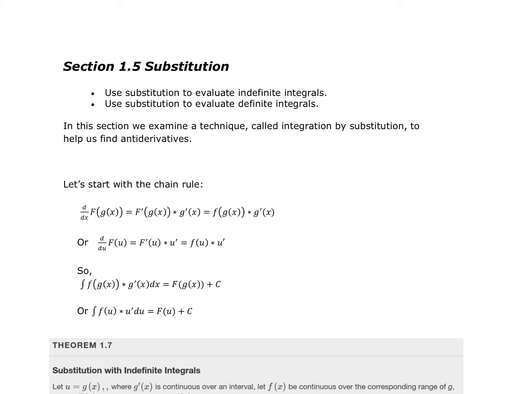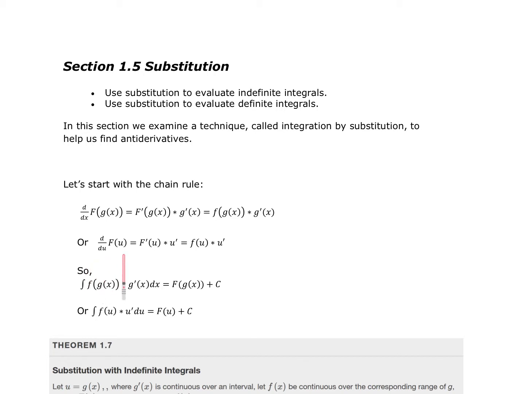We're going to do a little refresher of the chain rule. If you remember when we learned derivatives, where capital F is the antiderivative of f and the inner function is g of x, the derivative of F of g of x is the derivative of the outer function multiplied by the derivative of the inner function. One of the ways that you may see this is F prime, which is lowercase f of g of x, multiplied by g prime of x.